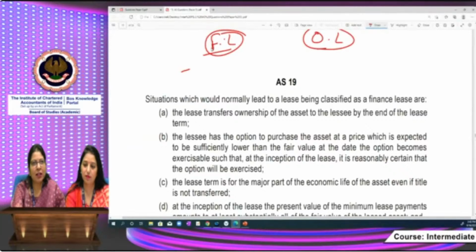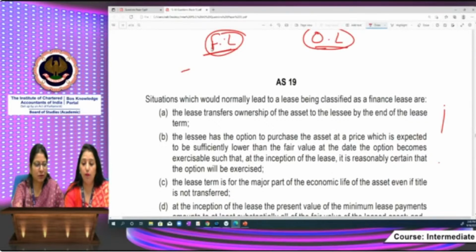So first of all, the classification of lease is very important because the provision provides that if it is a finance lease, there is one provision, and in case of an operating lease, there is a different provision. So you have to first check whether this lease is a finance lease or an operating lease. To check for a finance lease, there are certain conditions which you have to satisfy.